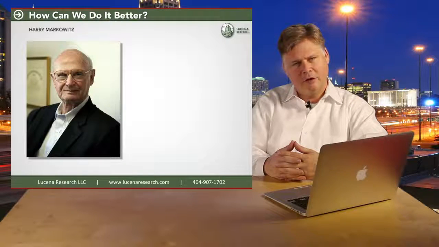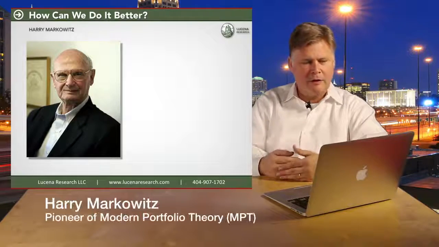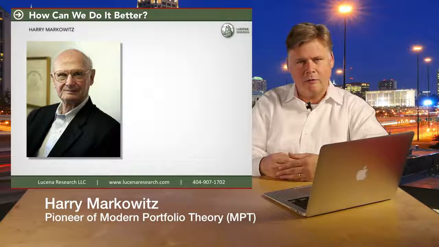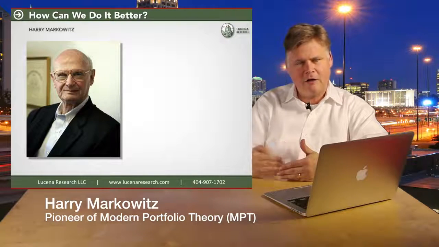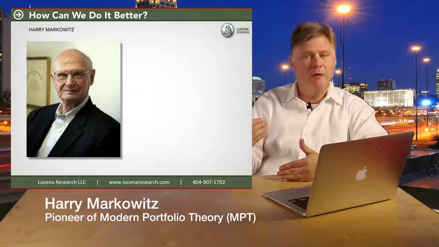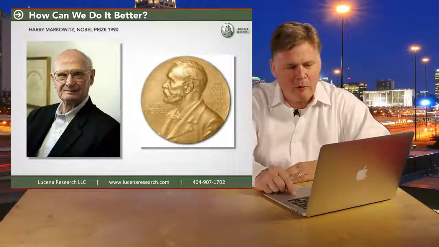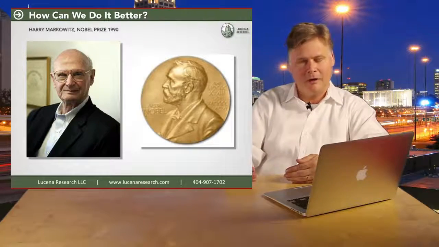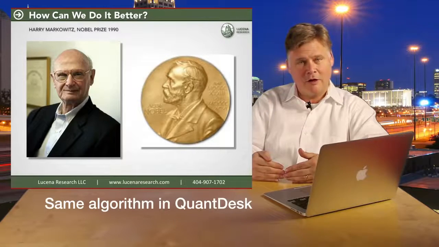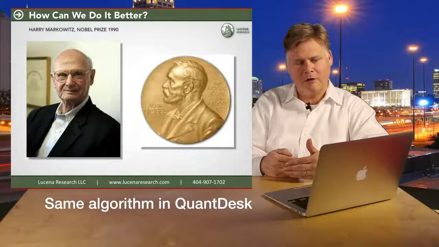Well, in the 60s and 70s, a theory of finance evolved called modern portfolio theory. This guy, Harry Markowitz, was one of the leaders, and he discovered a way to combine equities into portfolios that actually have lower risk than any of the individual equities. And he got the Nobel Prize for that in 1990. We used that same algorithm as part of our QuantDesk tool, and I'm going to give you an example of that in a little bit.